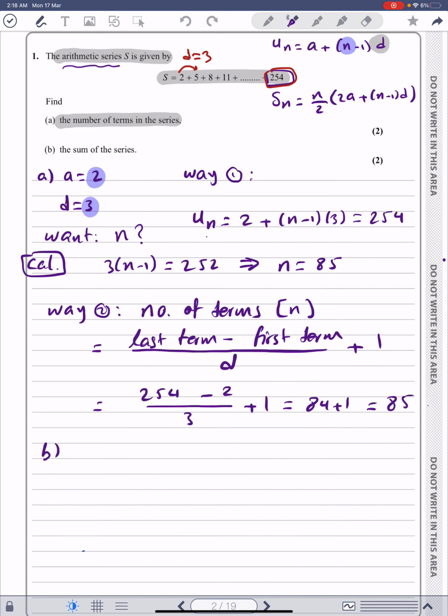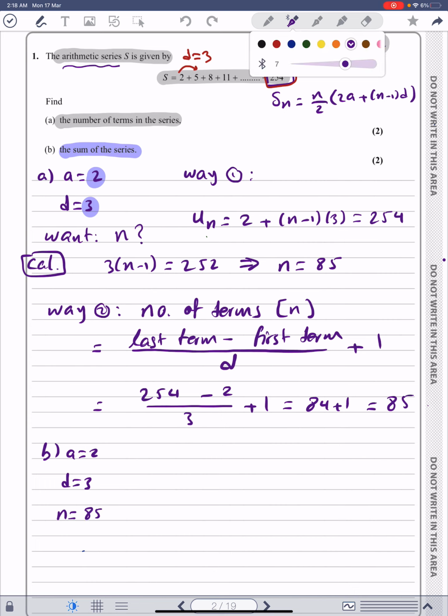Part B, he wants the sum of the series. So now we know that A is 2, D is 3, and n is 85. We know the series now. This series has 85 terms. So what does this question want then, in simple terms? He wants S85.